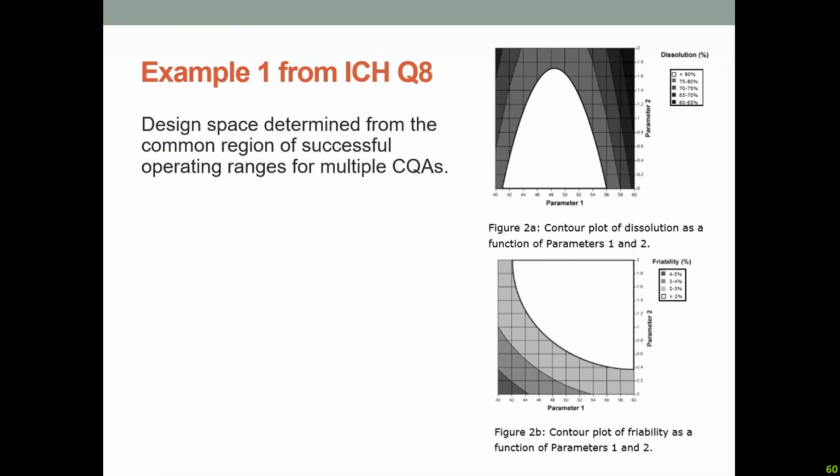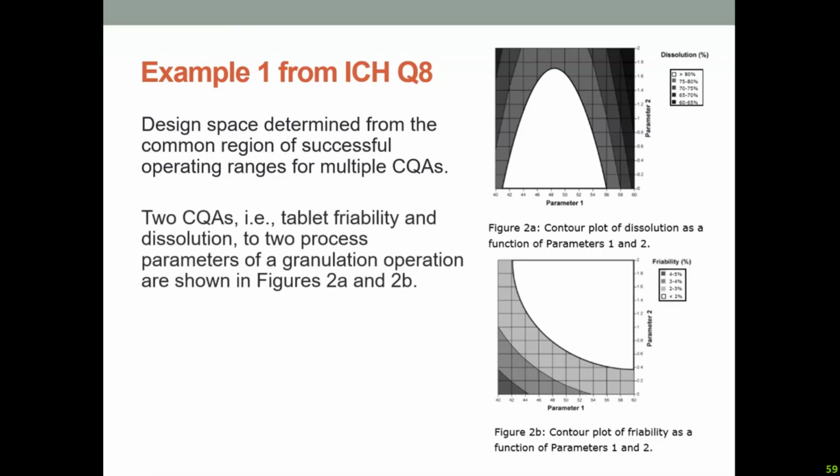So in this example, your design space is determined from the common region of successful operating ranges for multiple CQAs. So you're basically overlaying your graphical plots to show where your design space is and where your safe space is for working. So in this example, you've got two CQAs, two quality attributes, and those are your tablet friability. So that's how easy your tablet will chip when you put pressure onto it, and your dissolution. And we've got two process parameters from a granulation operation that affect these two CQAs.